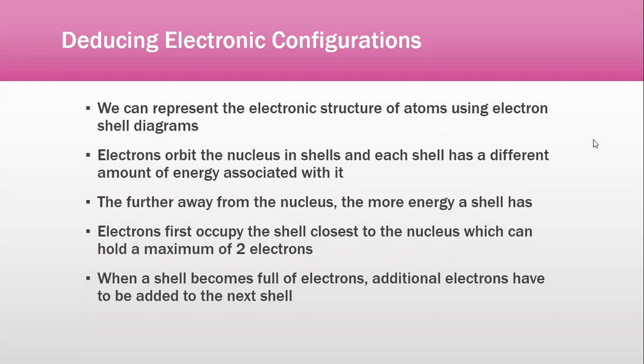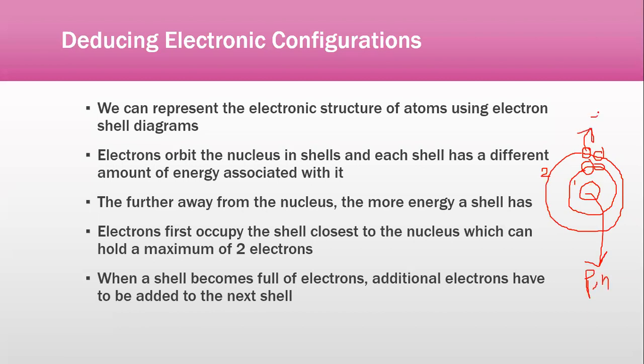What are electron shell diagrams? Let me draw one. In between you have a nucleus, which contains protons and neutrons, as we know. Then you have these orbits known as shells or energy levels. These are all energy levels: first energy level, second energy level, okay? These are the shells where the electrons are present, whereas the protons and neutrons are present inside the nucleus.